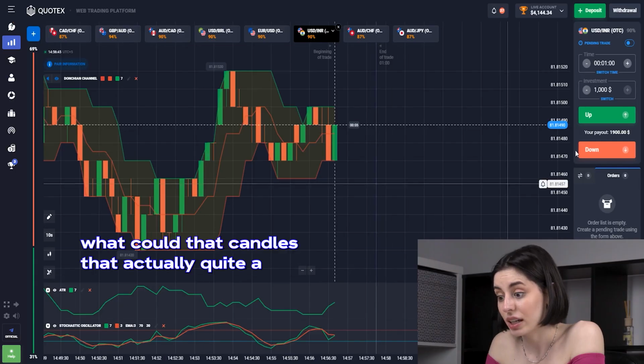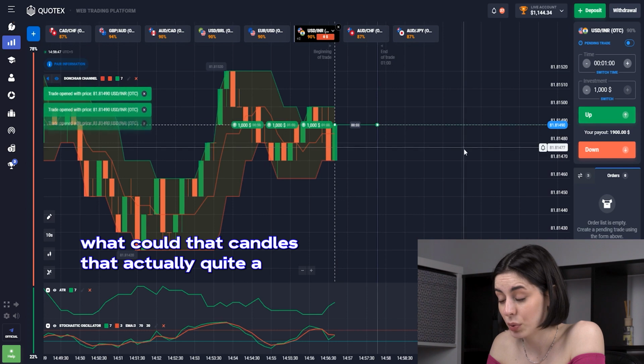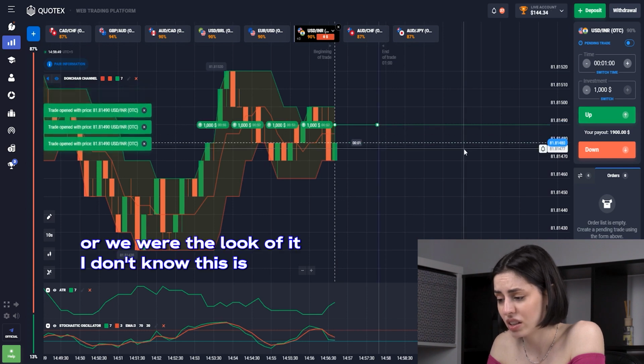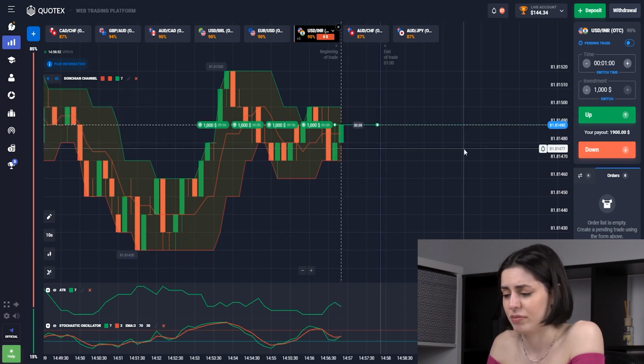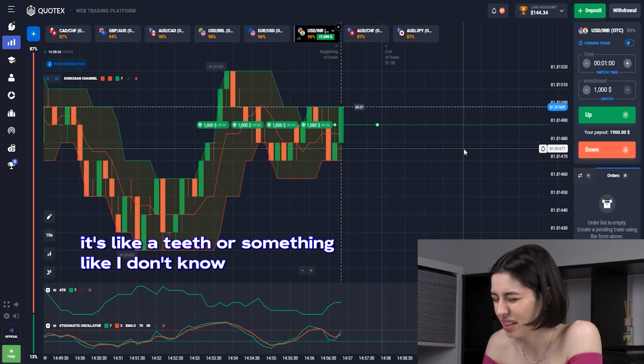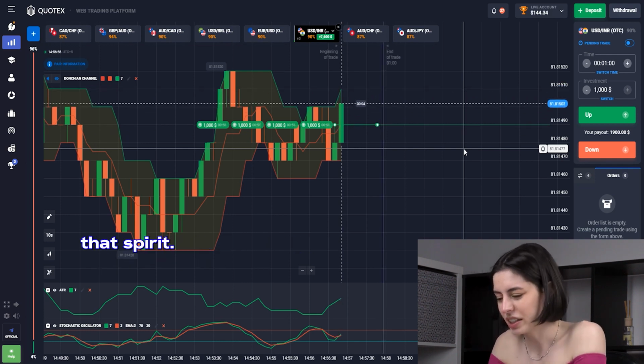And the last one, look at those candles. That's actually quite a weird look. I don't know, it's like teeth or something. That's weird.